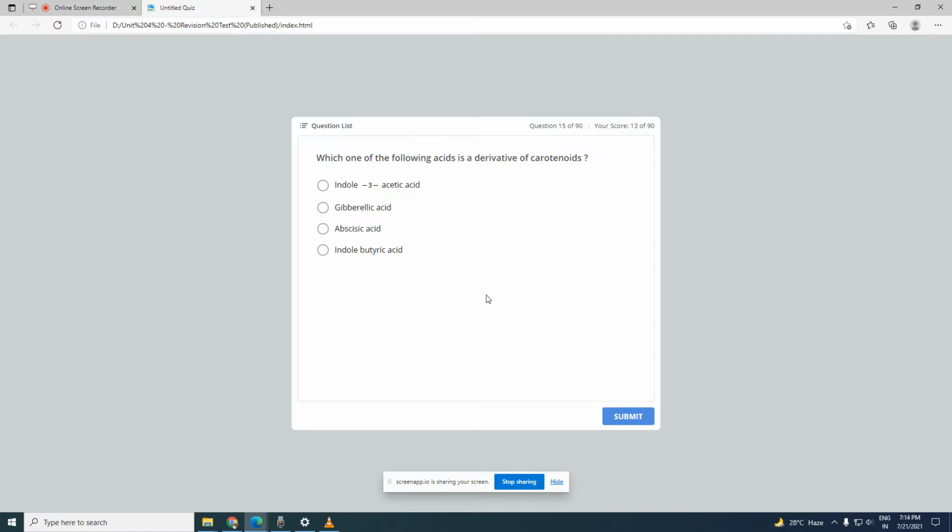The 15th question. Which one of the following acids is a derivative of the carotenoids? Indole 3 acetic acid, gibberellic acid, abscisic acid, indole butyric acid. Which is the right answer? So the right answer is abscisic acid.